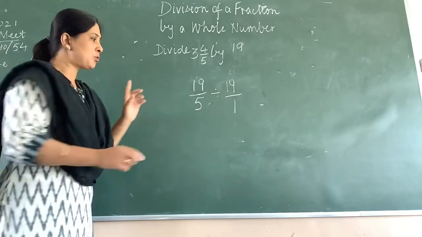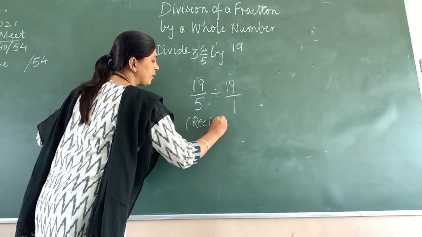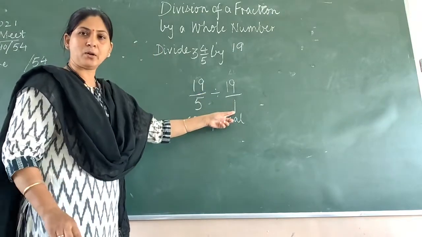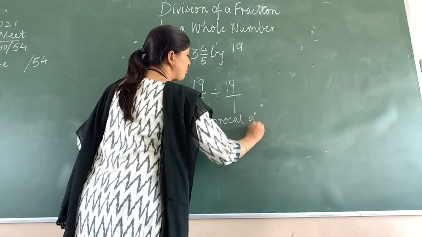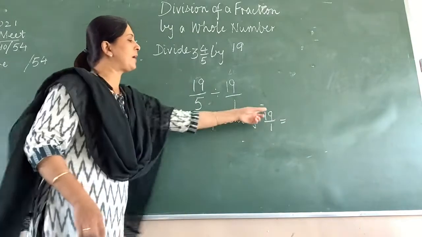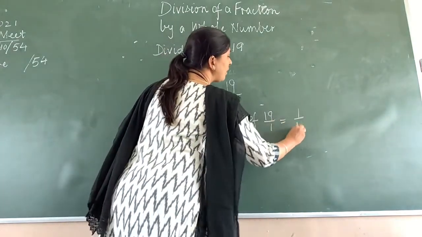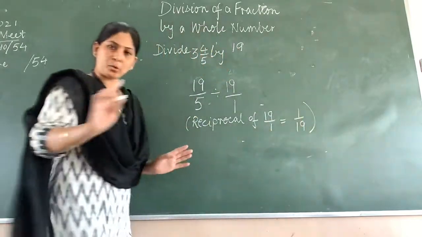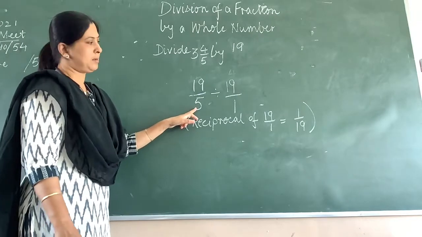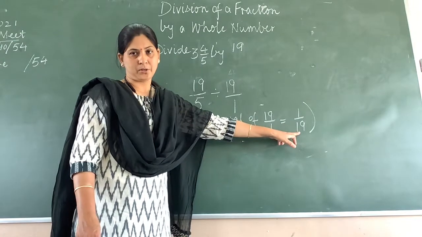So what will we do? We will find the reciprocal of the second fraction. What is the second fraction? 19 over 1. So we'll find the reciprocal of the second fraction, 19 over 1. What is the reciprocal of 19 over 1? The reciprocal of 19 over 1 is 1 over 19. Okay? Now, we'll multiply the first fraction by the reciprocal of the second fraction.